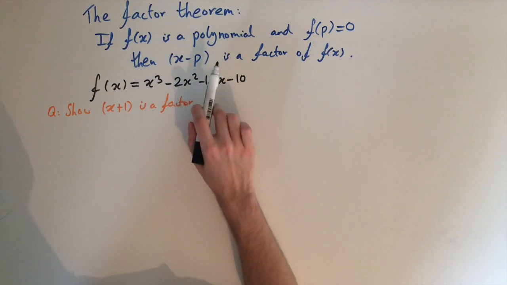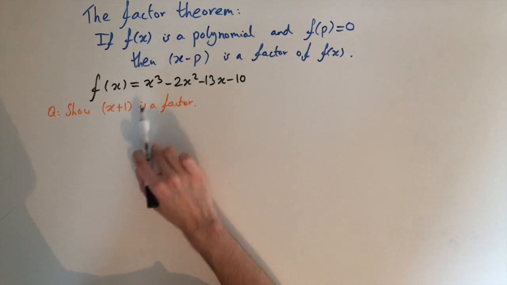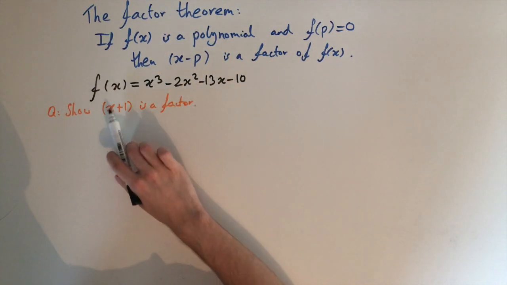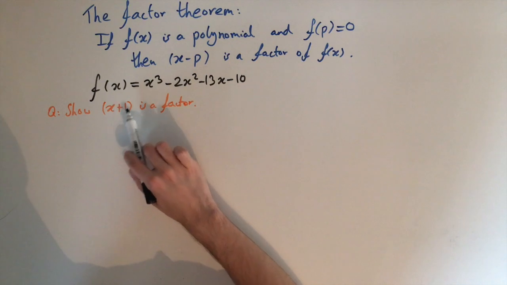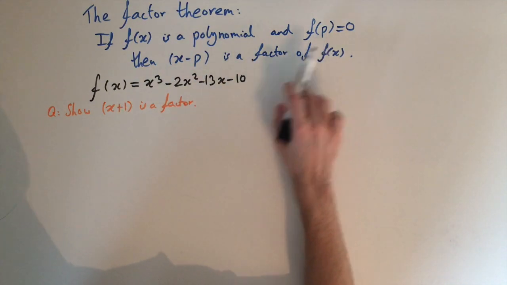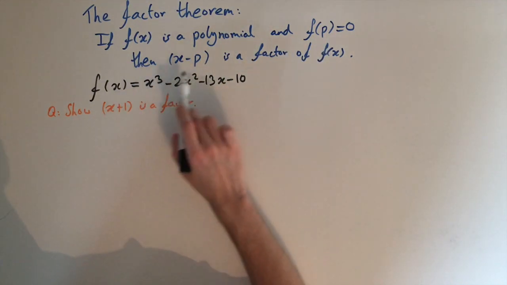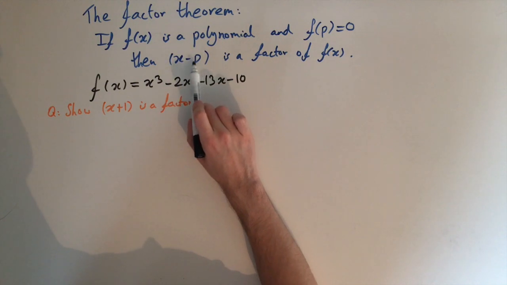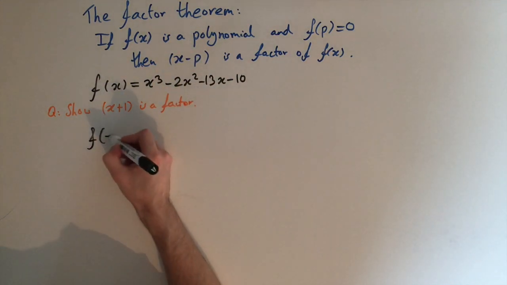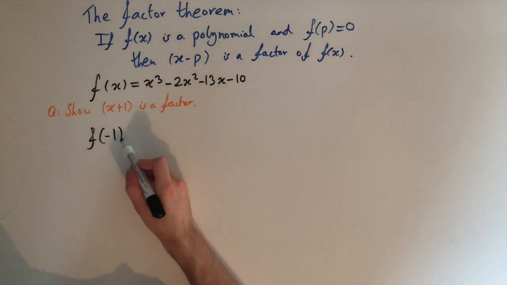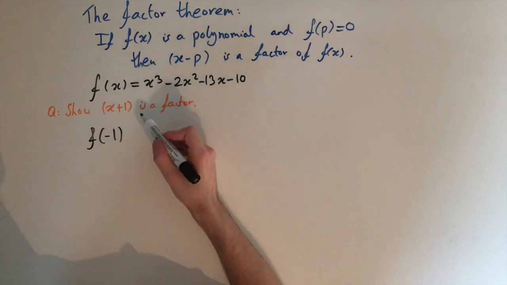So let's use this theorem. We want to show this is a factor. What we can do is evaluate at a point, and we need to decide which point it is and see if it equals 0. Comparing x plus 1 with x minus p, we need to evaluate at the point minus 1. So if we can show that f of minus 1 equals 0, then this theorem tells us that this is a factor.